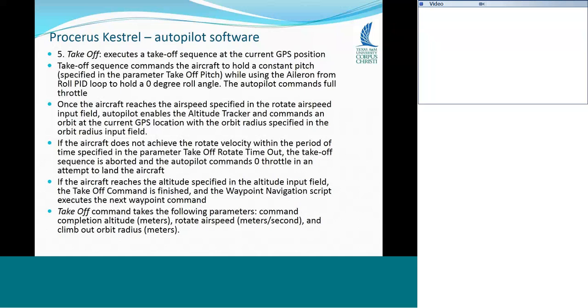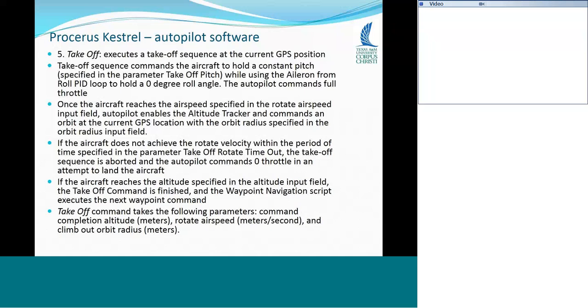Now, in the previous step, when it starts orbiting, it's climbing. It's still climbing, and once it finally reaches the altitude specified in the command, the takeoff command is done. You basically finish that waypoint command, and you're ready to move on to the next one. So the takeoff command takes the following parameters: the command completion altitude, which is the altitude that's considered to be flying and where it can start its mission; the rotate airspeed, which is the airspeed it has to hit in a certain length of time, or else it throttles off and comes down; and the climb out orbit radius.